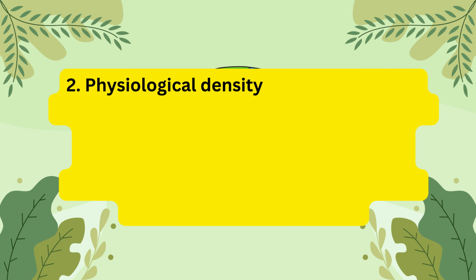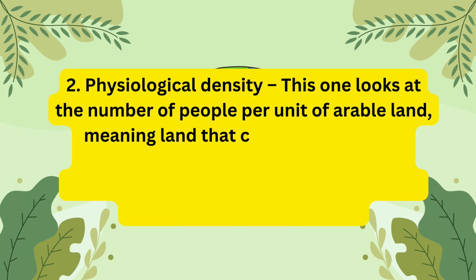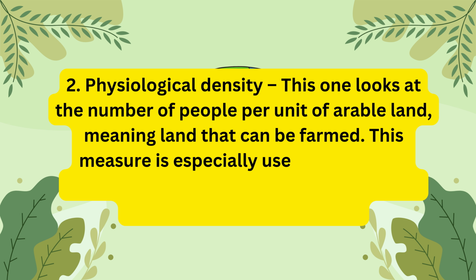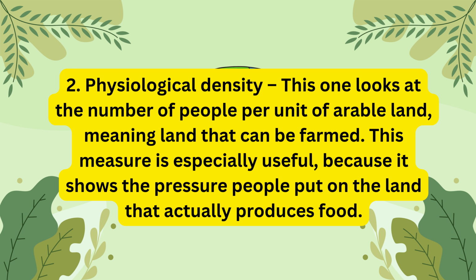2. Physiological density. This one looks at the number of people per unit of arable land, meaning land that can be farmed. This measure is especially useful, because it shows the pressure people put on the land that actually produces food.